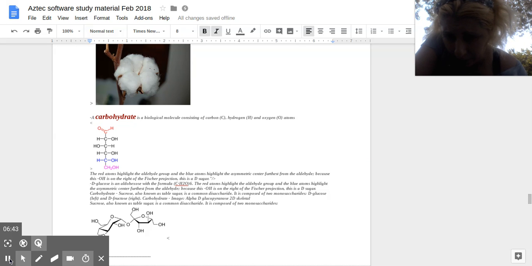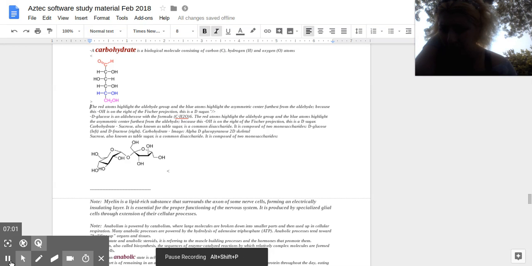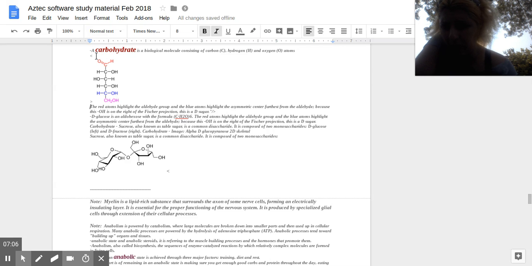Sucrose, which is a carbohydrate, is a common disaccharide consisting of two monosaccharides, D-glucose and D-fructose. So shown here, this carbohydrate with the aldehyde right here, CHO.